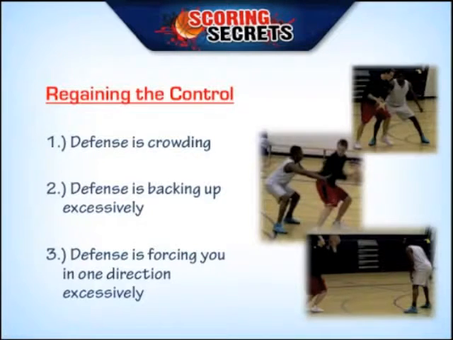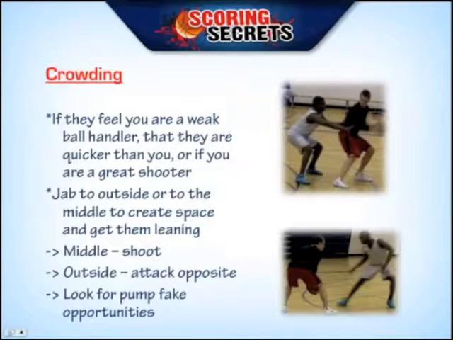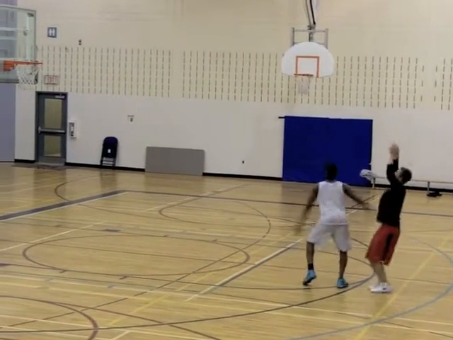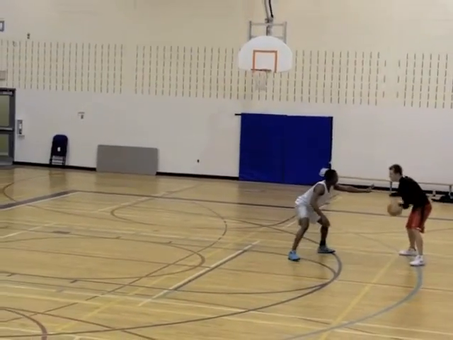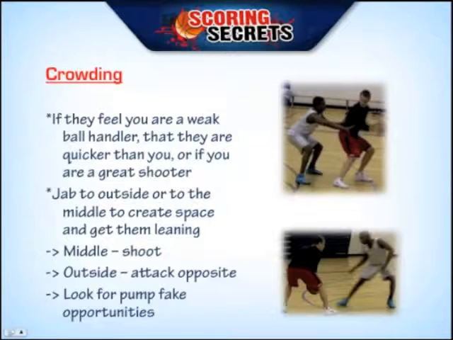So let's talk about crowding and how to overcome this. If they crowd you, if they feel that you're a weak ball handler maybe, and they can crowd you and steal the ball, or that they're quicker than you, or if you're just a great shooter, you need to either jab to the outside, to their outside foot, or to the middle. All right, the middle right between their feet to create space in one direction, get them backing up a little bit. Okay, so when you jab to the middle of their feet, what are they going to do?